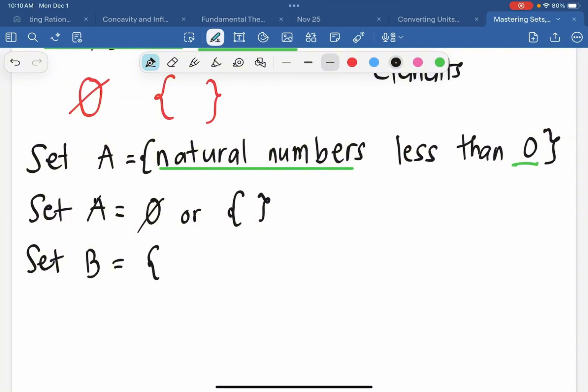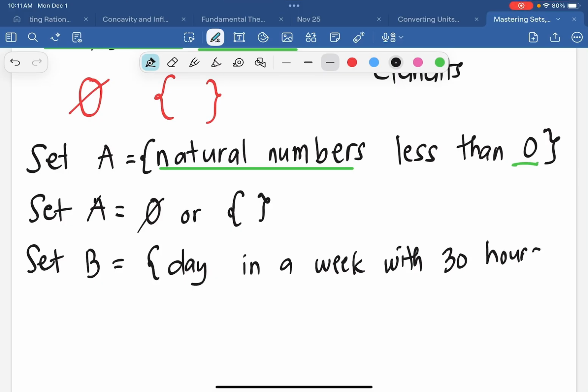Let's have set B pertaining to an empty set. Set of days in a week with a day in a week with 30 hours. Obviously, there is no day in a week with 30 hours because the maximum number of hours in a day is just 24. So that means set B is also an empty set or a null set. And that's it for this type of term.